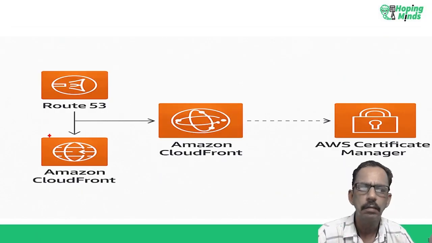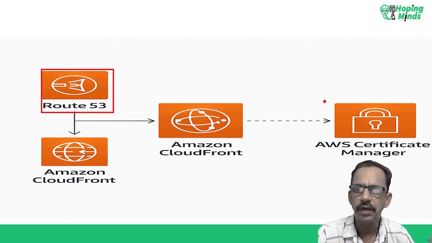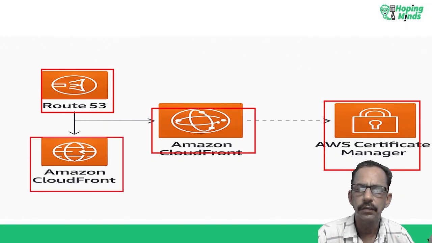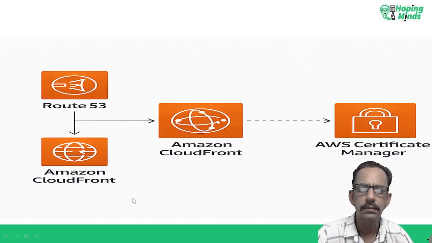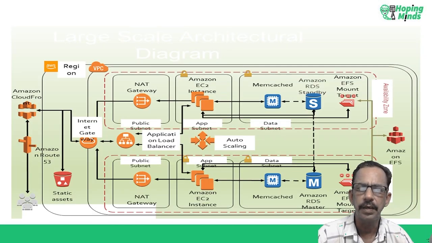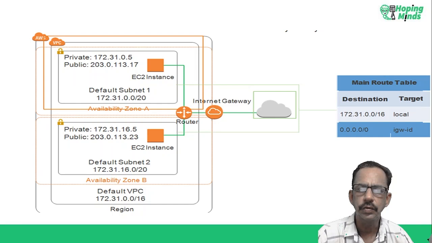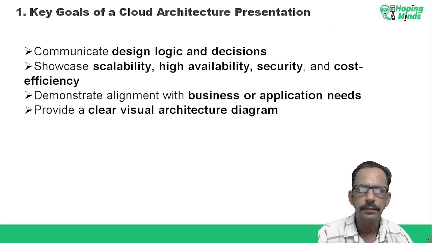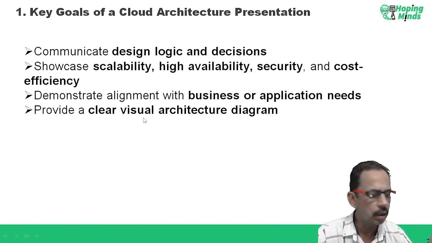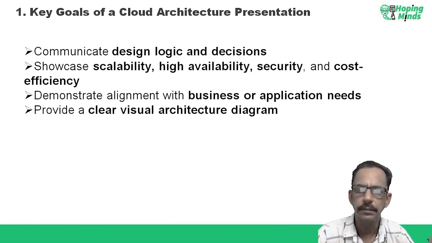Route 53, like this. This is a simple diagram. This is Certificate Manager and Amazon CloudFront. So everything should be clearly demonstrated, not just implemented. Look, so many pictures I have added here. Just come here. So a clear visual architecture diagram.